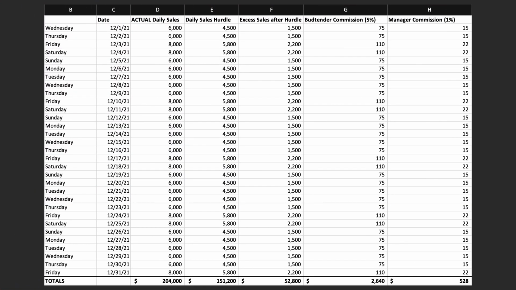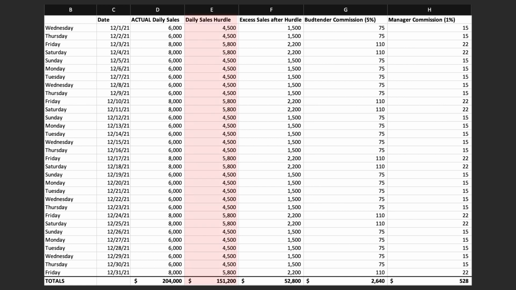Of course, actual sales and real numbers won't be as clean and uniform, but again, for illustrative purposes only, all right? Now, the dispensary we're going to look at has a 5% commission structure for budtenders and a 1% commission for the management. So here's what's important to notice.